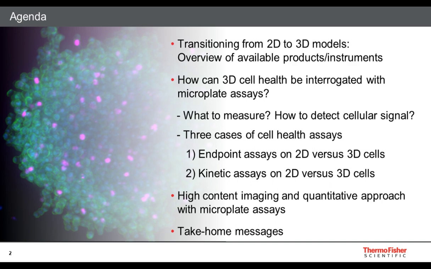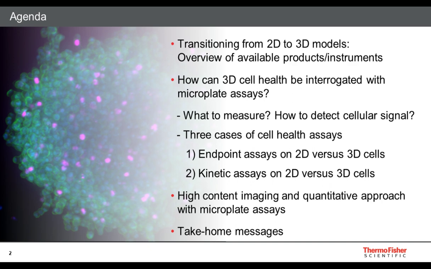So what are the critical issues? What would be important to measure? How such measurements should be performed, especially when utilizing microplate readers. And then my colleague Leticia will go over three different cases of cell health assays that have been developed originally for 2D cellular systems by Thermo Fisher Scientific, but we are hoping now that we can demonstrate to you how those systems can also be utilized in 3D.